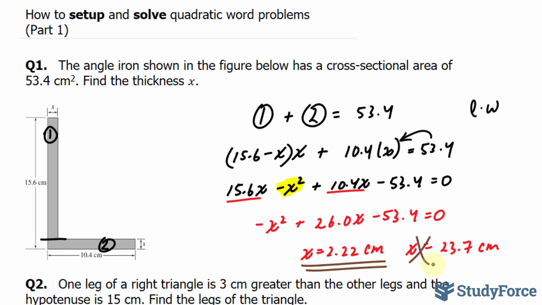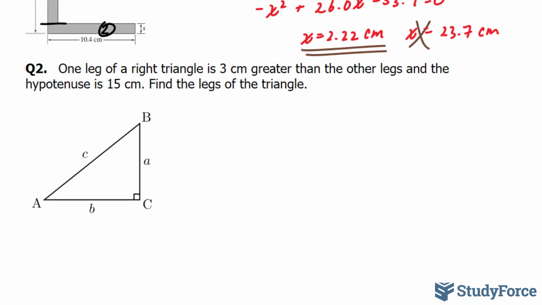Let's move on to question number 2. Question number 2 is equal in difficulty to question number 1. It reads, one leg of a right triangle is 3 centimeters greater than the other leg and the hypotenuse is 15 centimeters. Find the legs of the triangle. The legs of the triangle are the sides that are not the hypotenuse. So this is considered a leg and this one's considered a leg. The hypotenuse we know is 15 centimeters.